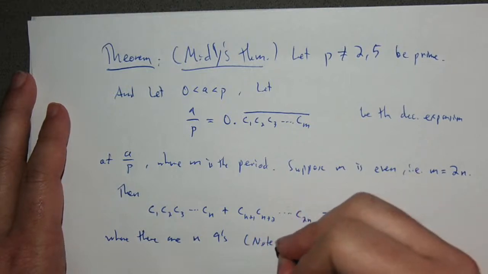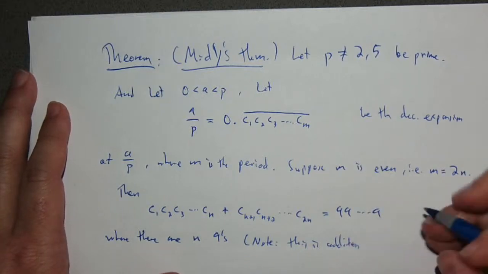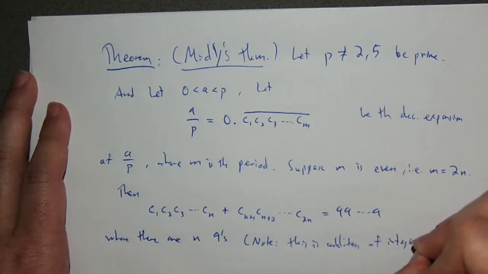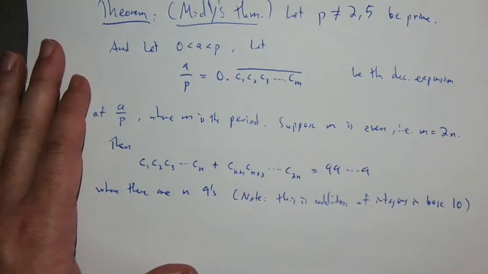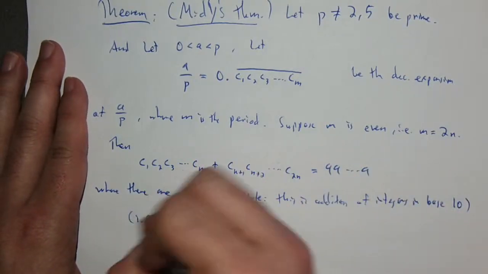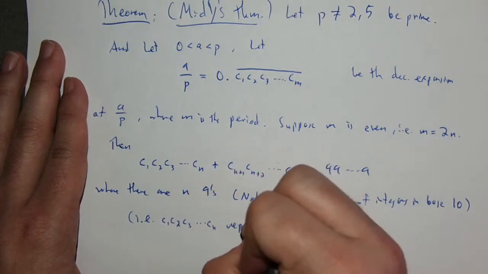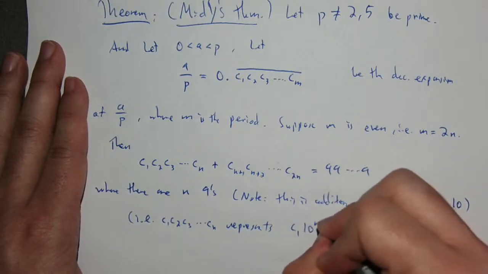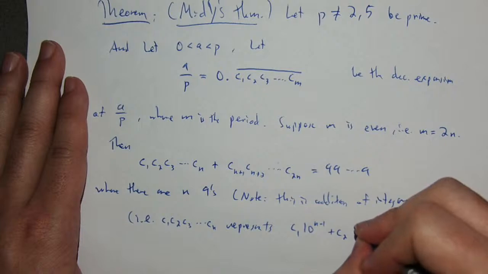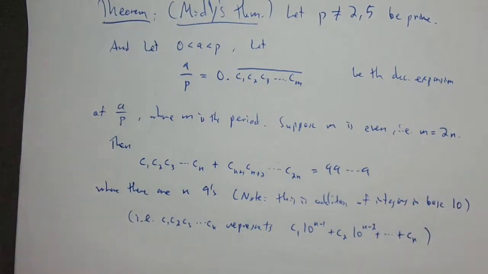Note, this is addition of integers in base 10. Meaning those digits are the digits of integers in base 10. So, i.e., C1, C2, C3, all the way out to Cn represents the base 10 expansion. C sub 1 times 10 to the n minus 1 plus C sub 2 times 10 to the n minus 2, and so on all the way down to the constant term C sub n there, right?